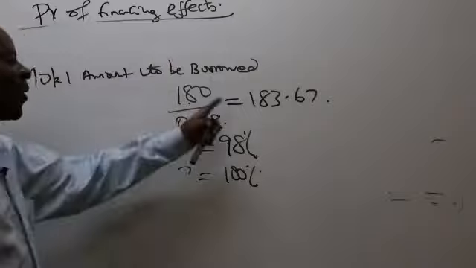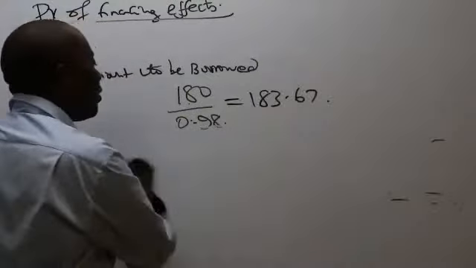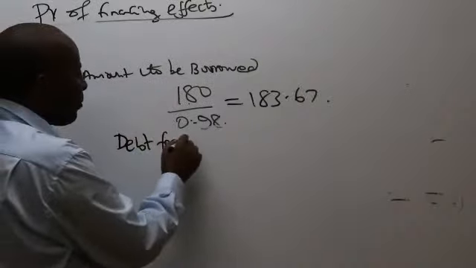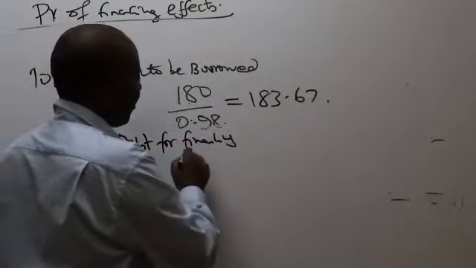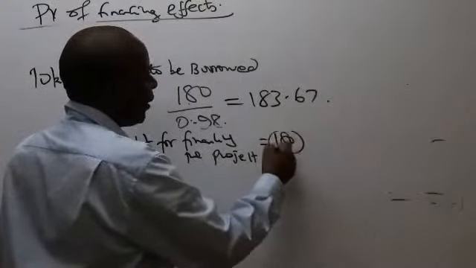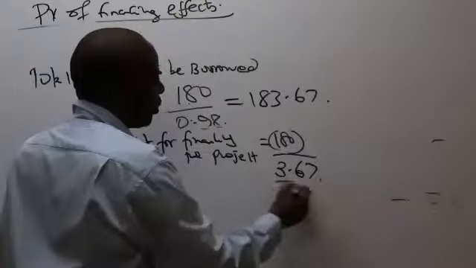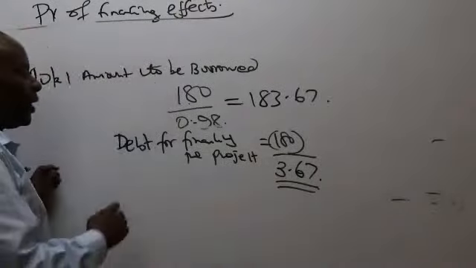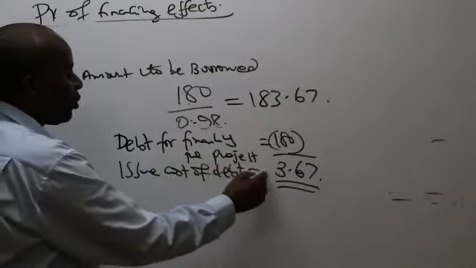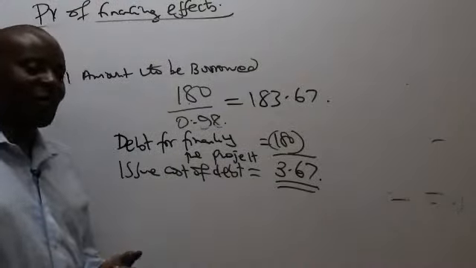Out of this, you see, this is the total amount to be borrowed, right? And we know that, ladies and gentlemen, to finance the project, the debt for financing the project is 180. So when you take 183.67 minus 180, you get what we call the issue cost of debt. The issue cost of debt is 3.67.